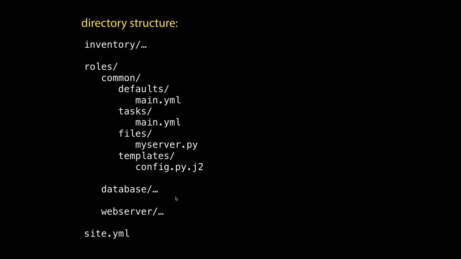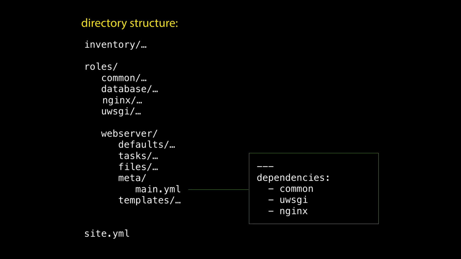Now, you can also specify dependencies within roles. So here, for example, imagine that I have several roles: common, database, and Nginx, uWSGI, and I know that whenever I set up a web server, I at least want to have the common and Nginx and uWSGI roles installed as well. It seems silly to have to repeat that in my playbook. So what you can do is within a role you can create a meta directory which can contain various things under its main.yaml, but including the dependencies.